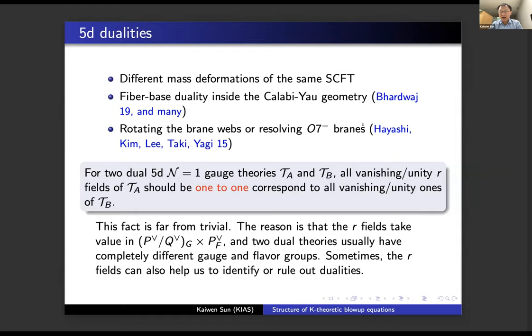Notice that this is a very non-trivial phenomenon because 5D dualities often connect 5D theories with completely different gauge groups and flavor groups. And so the R fields being a one-to-one map to each other is a very non-trivial phenomenon and can even help us to find and/or rule out 5D dualities.